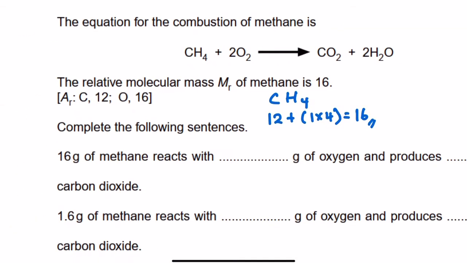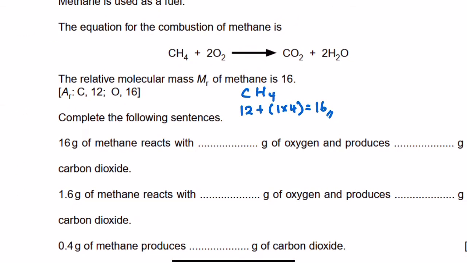Alright? Next, complete the following sentences. 16 gram of methane reacts with blank gram of oxygen and produces blank gram of carbon dioxide. How do you calculate this? So let's read the question. 16 grams. So is there anyone 16? Yes. Here earlier we have mentioned that relative molecular mass of methane was 16, right? Exactly the same, 16 exactly. So we just carry it to our ratio.